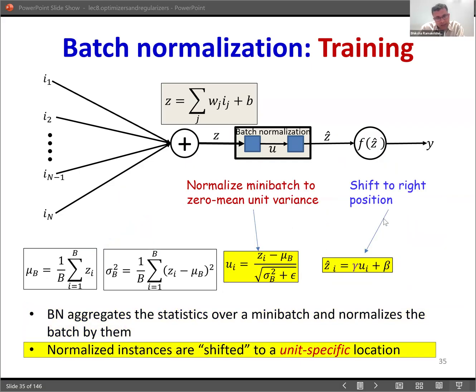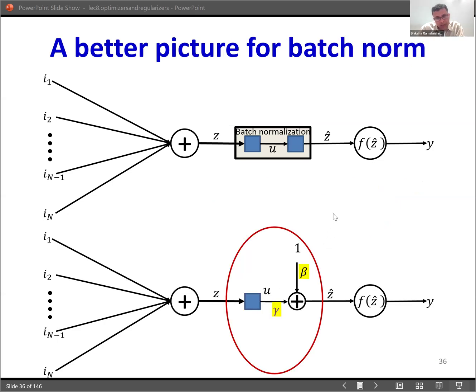Okay. So here are the two steps of batch normalization. First, you normalize all the instances to have 0 mean and unit variance, and then shift them to the right position. In fact, the shift can be thought of as this operation where the u's are multiplied by a weight gamma, and then a bias beta is added in. So out here, you don't need a bias because the bias is handled after the normalization. Is this picture making sense?